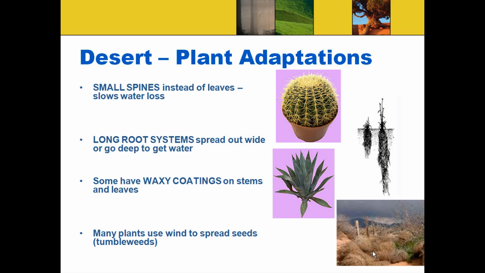Okay, so the last thing is many plants actually adapt to the windy environment of the desert by using it to their advantage. They have seeds that can float through the wind or even roll through the wind, such as tumbleweeds. And you always see tumbleweeds rolling through movie scenes where they're out west in the desert. That's actually an adaptation for plants to get their seeds spread out using the wind. Okay, so there's a few adaptations for desert environments.